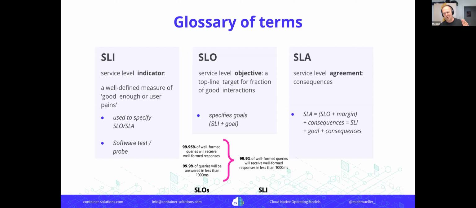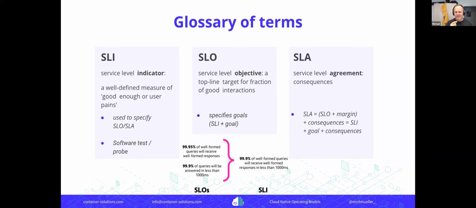Before I start, a glossary of terms. A lot of terms will now be thrown at you. We mainly talk now about SLOs and SLIs. An SLO is a service level objective. That's a top line target for a fraction of good interactions. As an example, 99.95% of well-formed queries will receive well-formed responses. Okay, fine. At least the techies can grasp it.